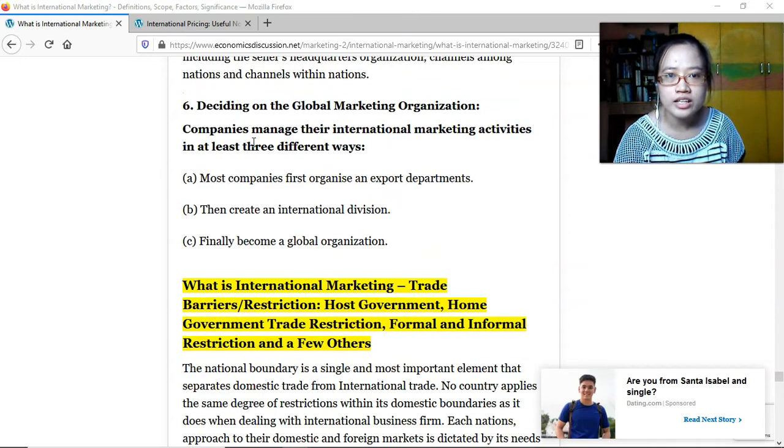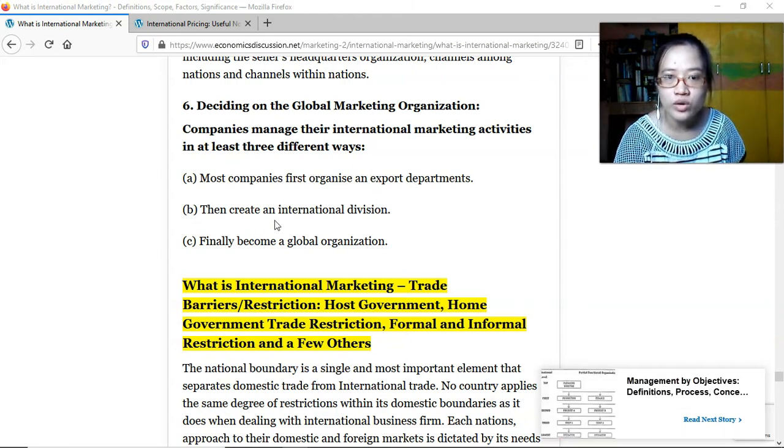Deciding on a global marketing organization. Companies manage their international marketing activities in at least 3 different ways: organize an export department, create an international division, and then finally become a global organization.